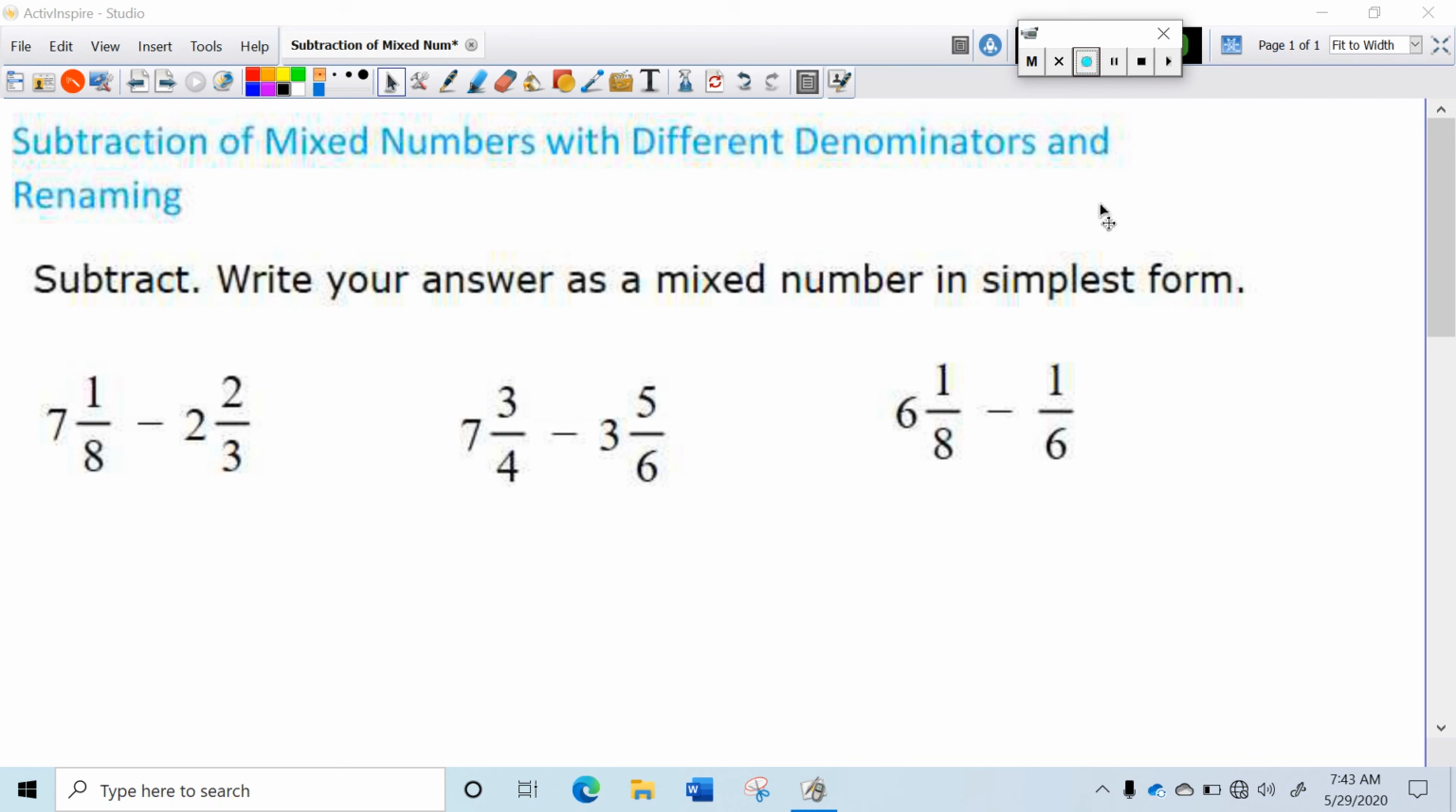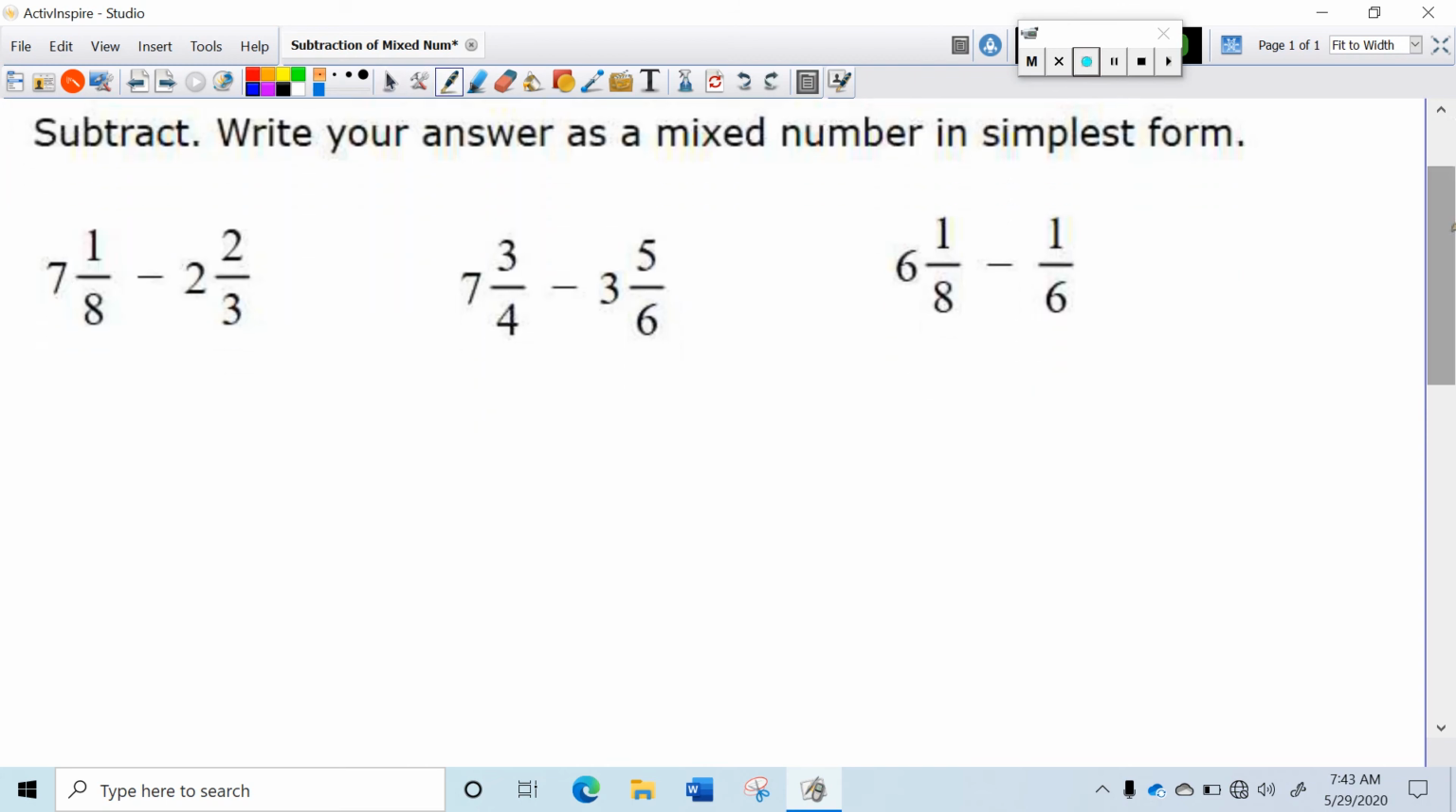Okay, whenever I have mixed numbers, I like to split them up between whole numbers and fractions, so the different parts. So let me show you what I mean by that. So we're going to write our answer as a mixed number in simplest form. So I always write these vertically, and I make a line to split the pieces apart. So the 7 would go in front and the fraction would go behind that, and then minus 2 and the 2/3. Now I'm going to deal with the fraction part first.